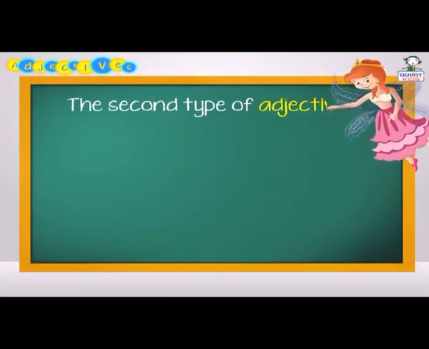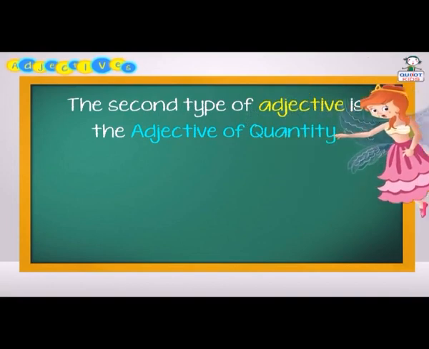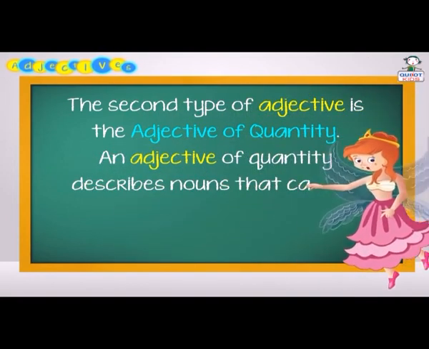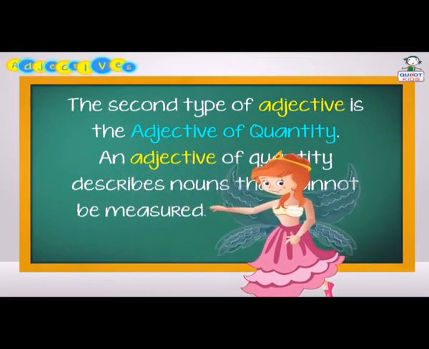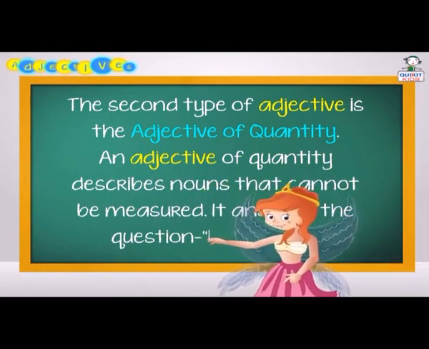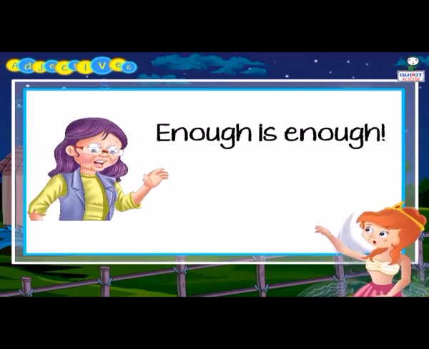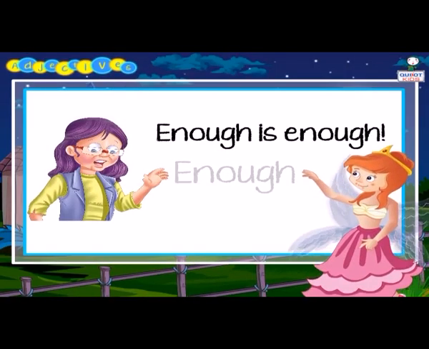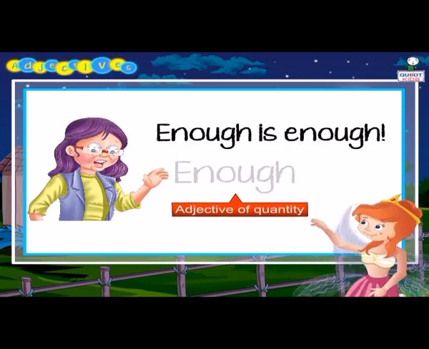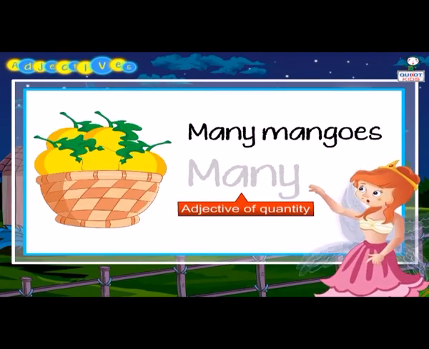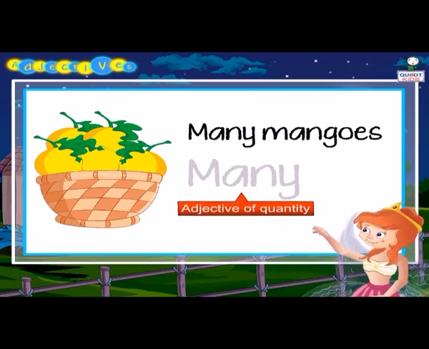Welcome, friends. The second type of adjective is the adjective of quantity. An adjective of quantity describes nouns that cannot be measured. It answers the question, how much? Enough is enough. Enough is adjective of quantity. Many mangoes. Many is adjective of quantity.